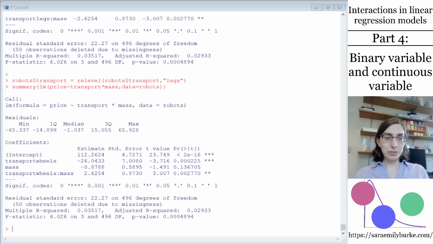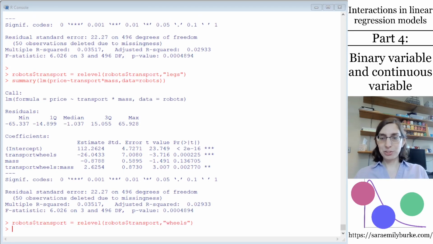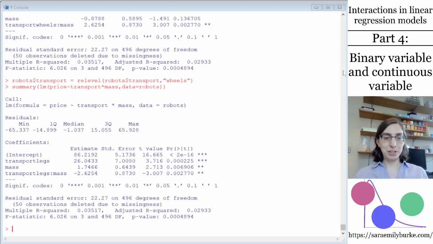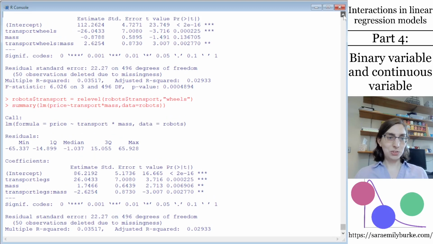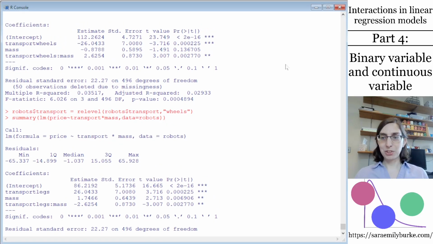In the code file, you'll see that I explicitly changed the reference category to wheels and then reran the model again. But of course, this just gives us the same information that we already interpreted a second ago when we ran the model in the first place, because wheels was the reference category at that point.